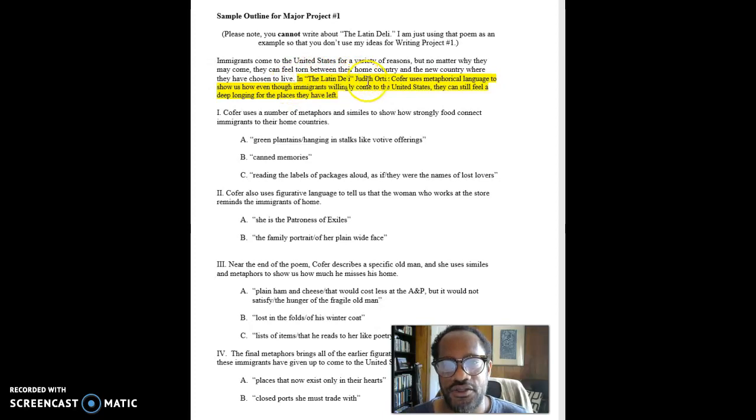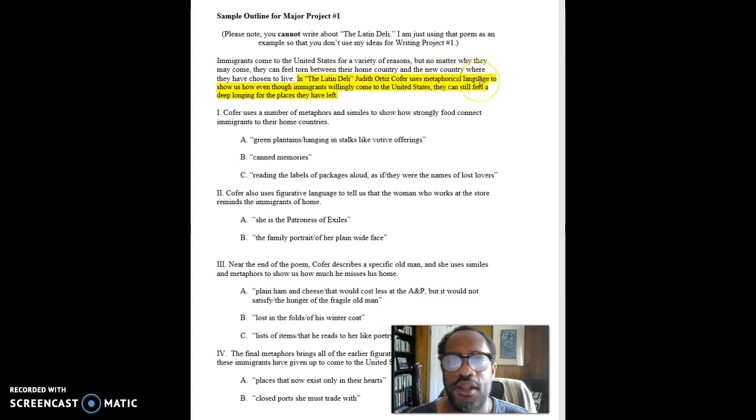In the Latin Deli, Judith Ortiz Cofer uses metaphorical language to show us how even though immigrants willingly come to the United States, they can still feel a deep longing for the places they have left. So notice that I am talking specifically about metaphorical language. That's important. My thesis specifically mentions metaphorical language. The topic that I gave you for this major project says you've got to talk about metaphorical language. So your thesis should say that somewhere.